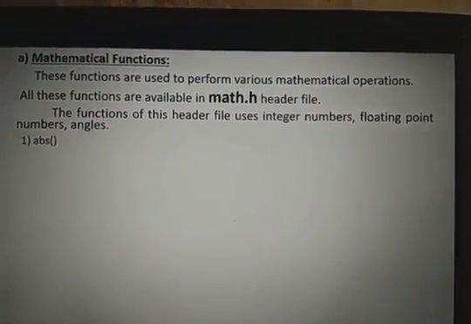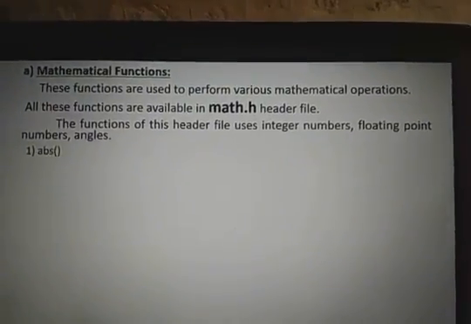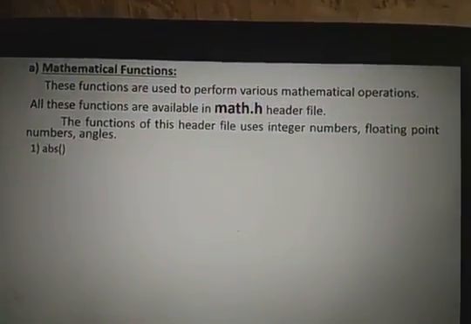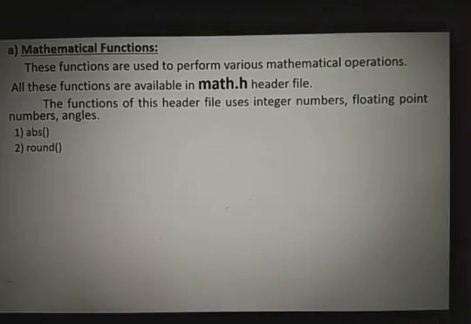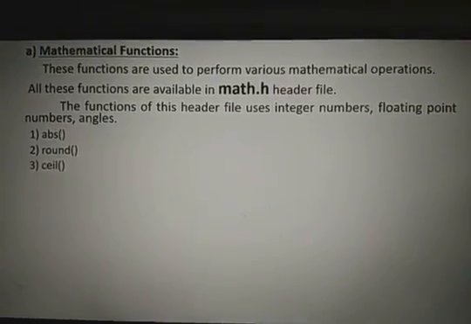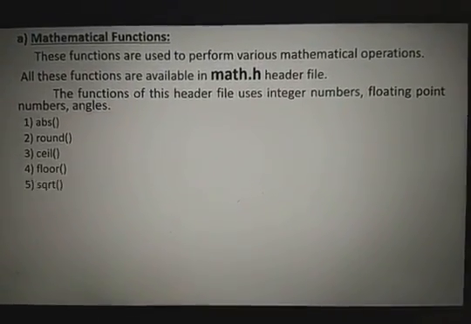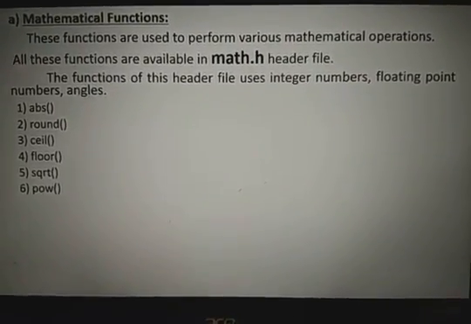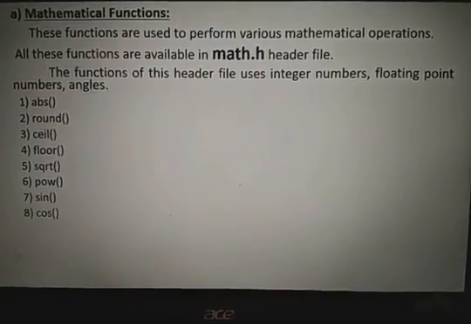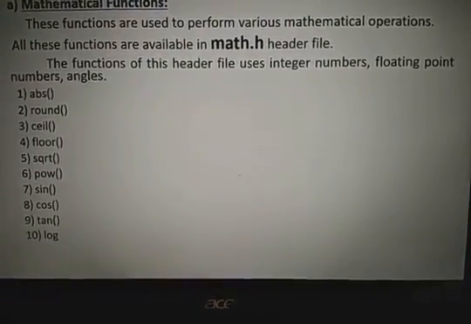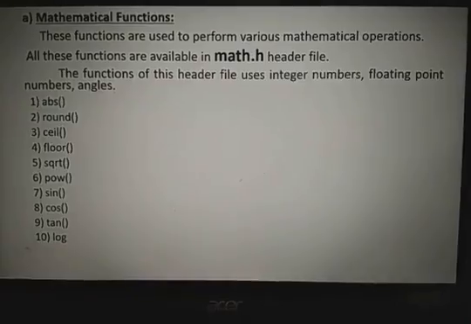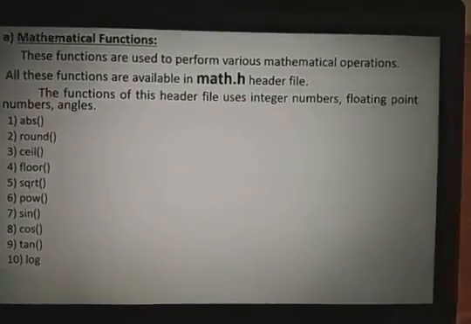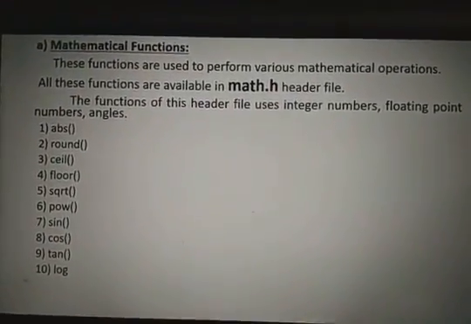Now, what are the several mathematical functions available in C language? Here I have listed some mathematical functions: ABS (absolute), roundup value, ceil value, floor value, square root value, power function, sine, cos, tan, log. I am going to discuss these 10 functions. We have some other functions also, but these are the most important mathematical functions in C language. Now we are going to the first function, ABS.